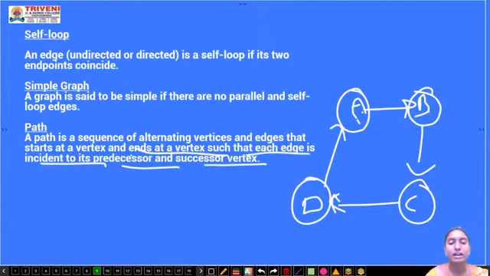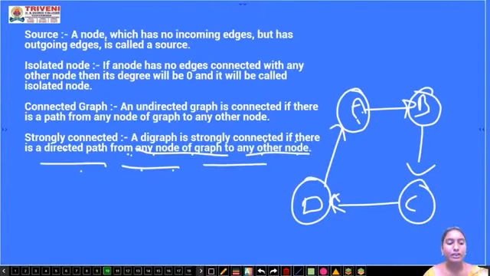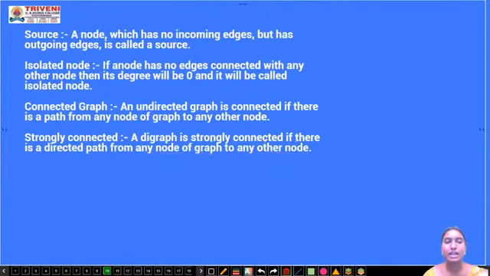A path is identified as a sequence of alternating vertices and edges that starts at a vertex and ends at a vertex, such that each edge is incident to the predecessor or successor of that vertex. That is called the self loop path of the vertex. And next, here we can identify the source. What is the source? A node which has no incoming edges but has only outgoing edges.